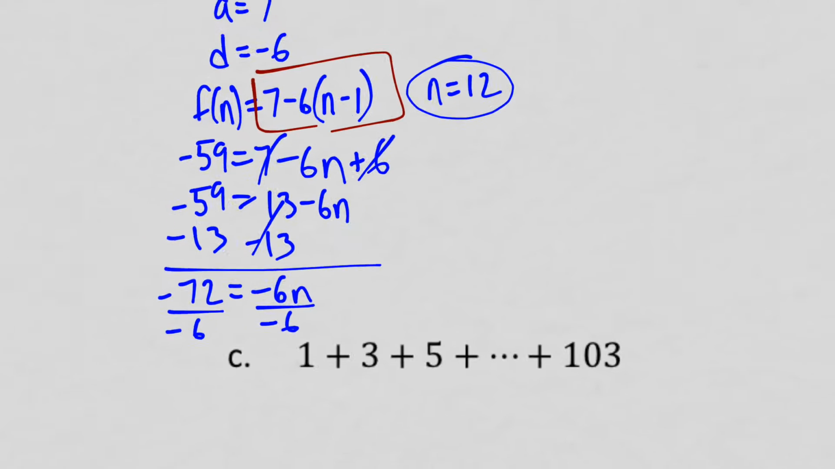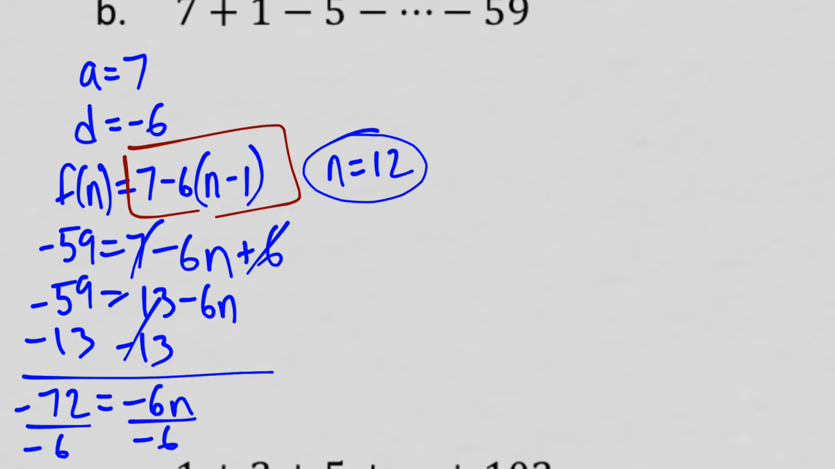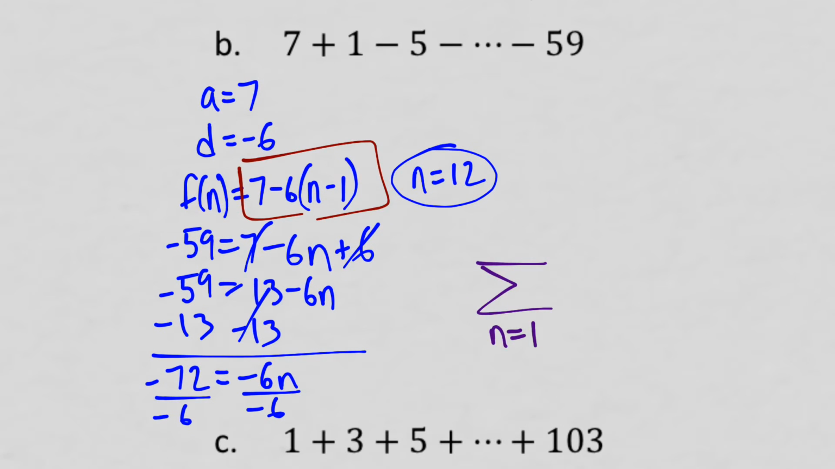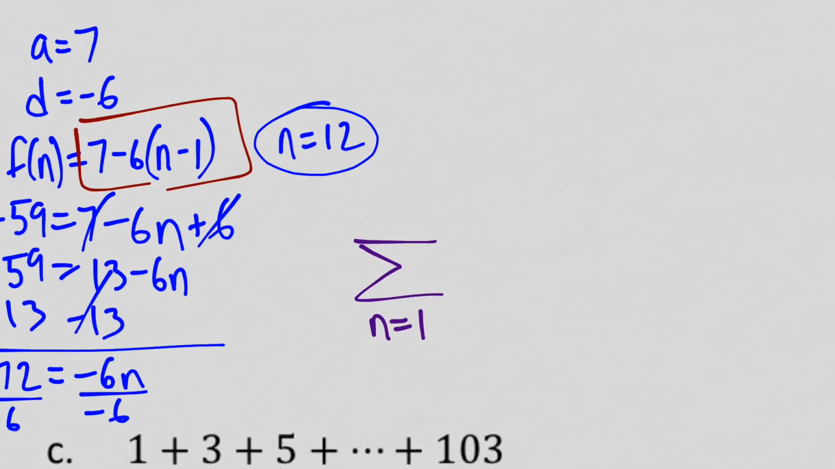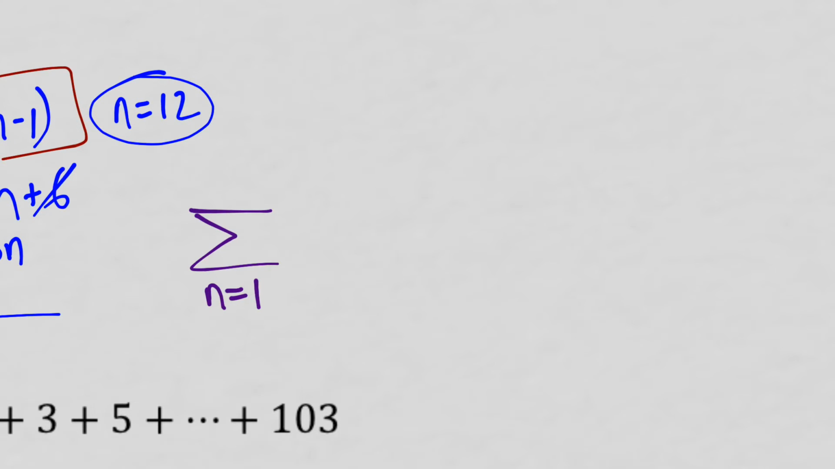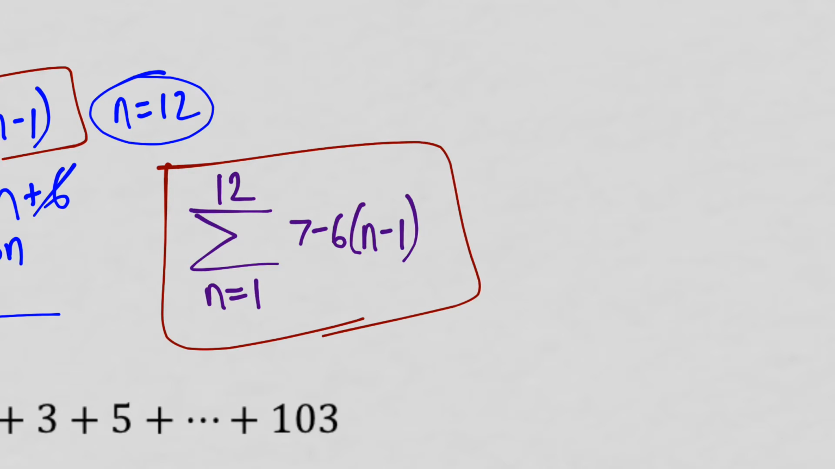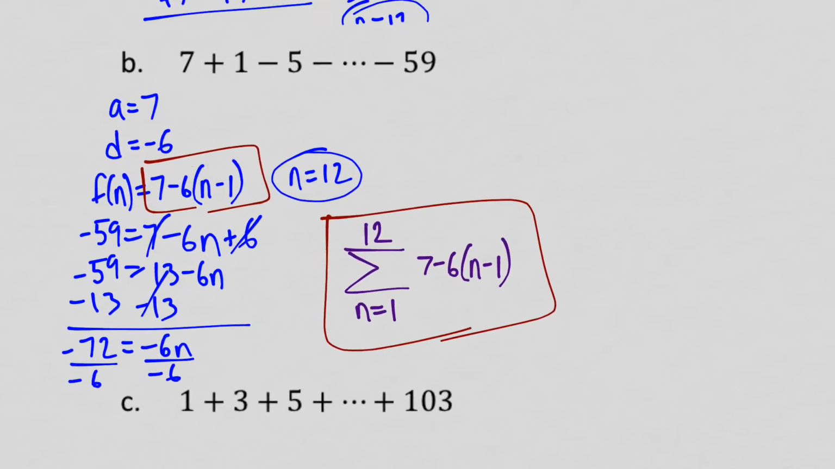So n equals 12. Using that, and using this rule, I can now write it in summation notation. So it looks like this. Sigma, n equals 1, because we're starting our rule with n equals 1, right? The rule, which is 7 minus 6 times n minus 1. And finally, the number of terms, which is 12. There you go. That's summation notation for that sequence.